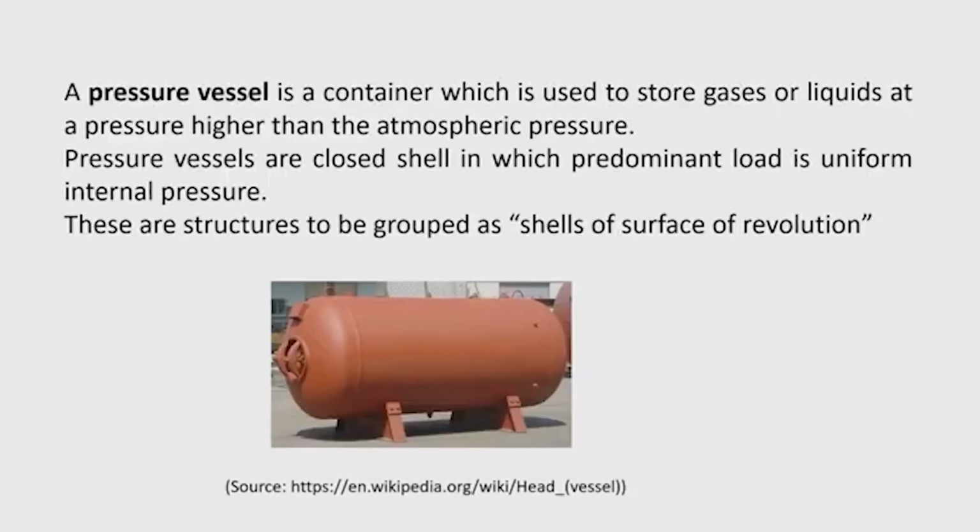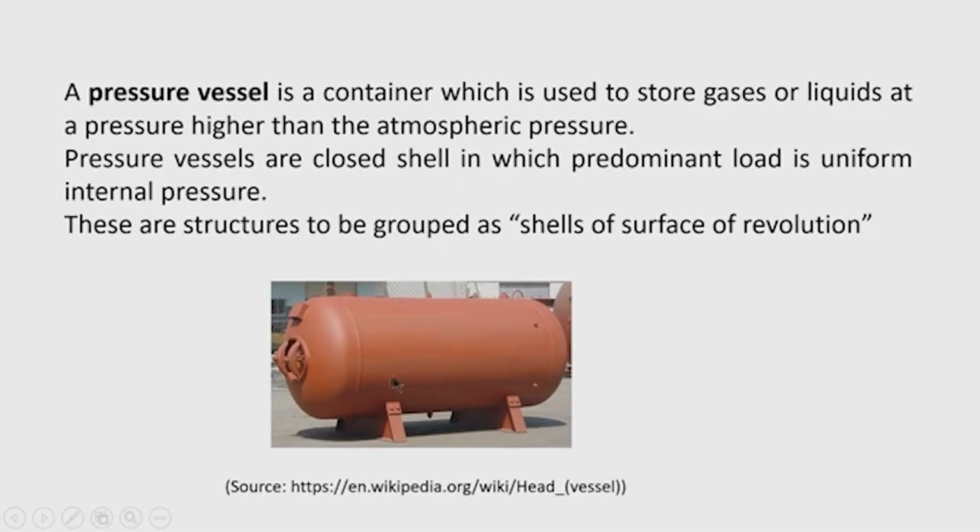Now, first let us discuss what a pressure vessel is. A pressure vessel is a container which is used to store gases or liquids at high pressure. Generally, the pressure in the vessel is more than the atmospheric pressure. So, the container wall, the shell, has to be designed properly so that it can resist the higher internal pressure. Pressure vessels are mainly made of metal structure, and especially mild steel is used to fabricate the pressure vessel.